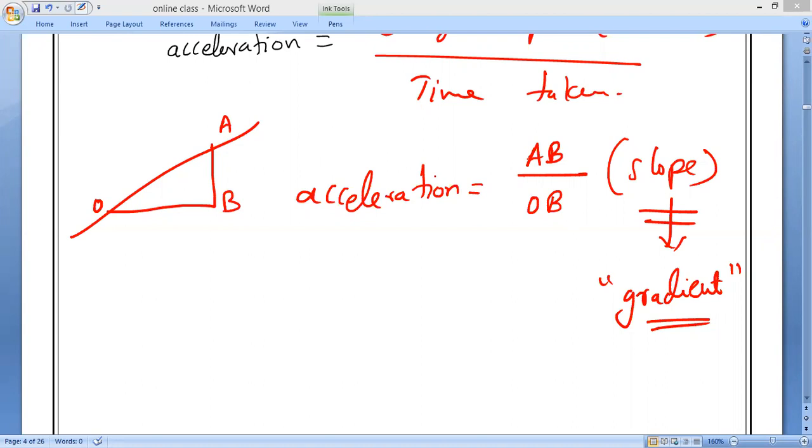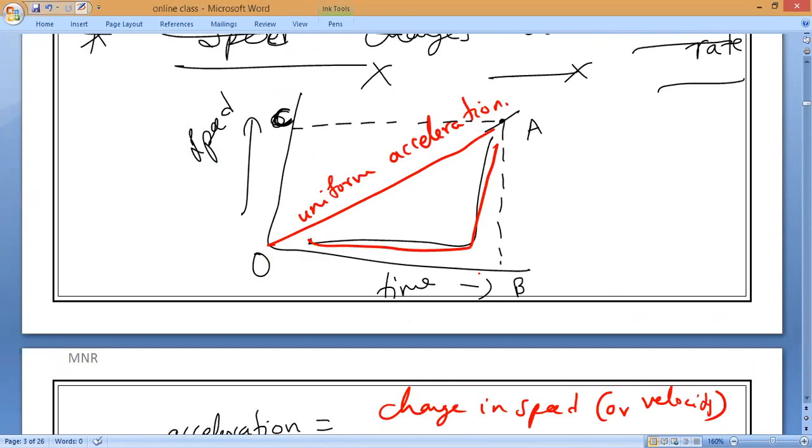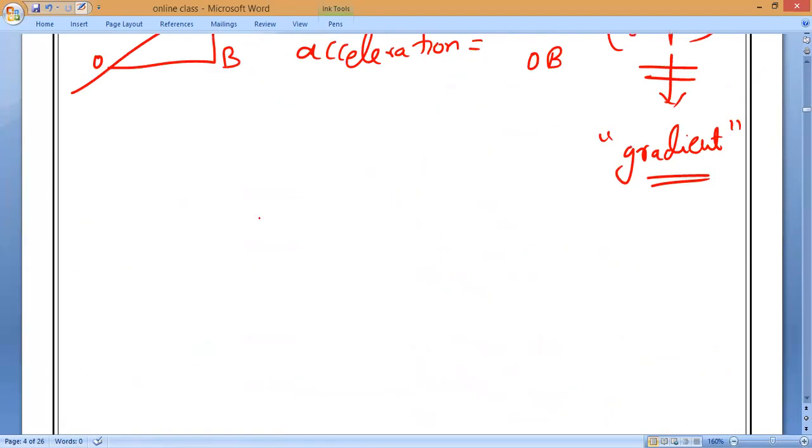Next. As I said, if you want to find the distance traveled by a body, what will you do, guys? I want to find the distance traveled by a body. Take speed and time in the graph. Very good. That is the normal formula, ready?